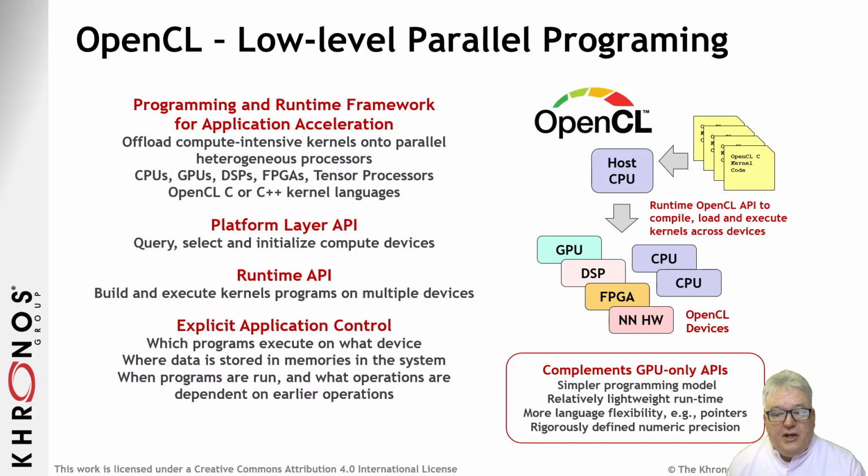When deciding between OpenCL or GPU APIs such as Vulkan, many developers find that OpenCL provides a simpler programming model, a lighter weight runtime, and more language flexibility compared to graphics shading languages. For example, OpenCL C has pointers, and more rigorously defined numerical precision for math operations that can be critical for many applications.